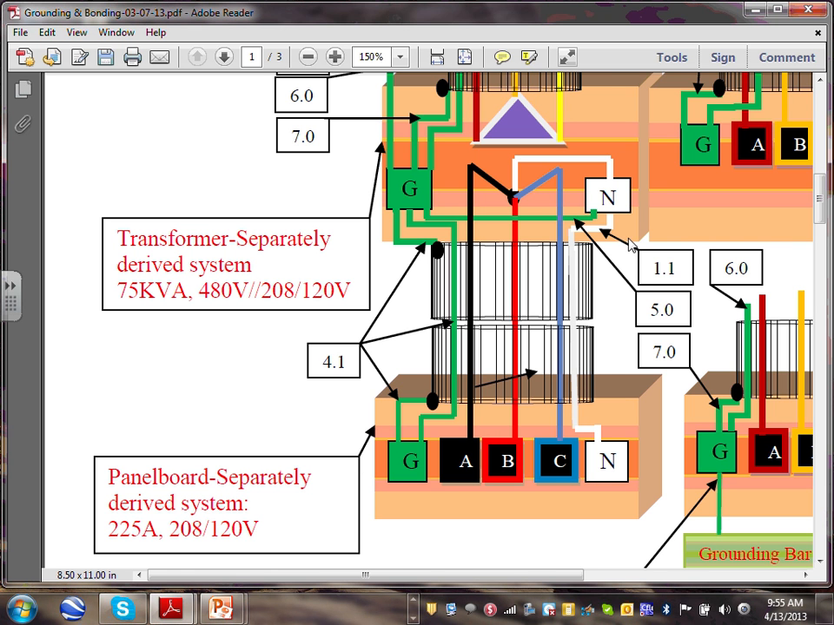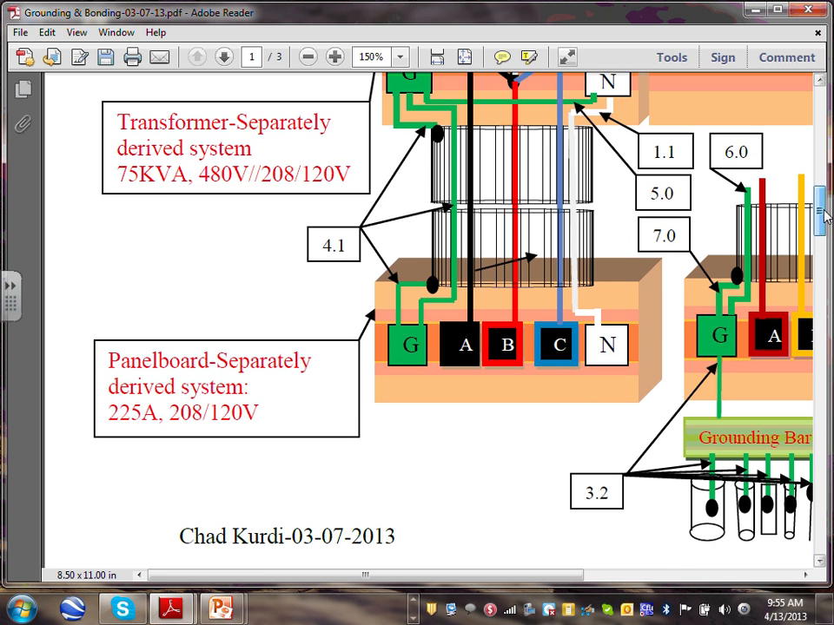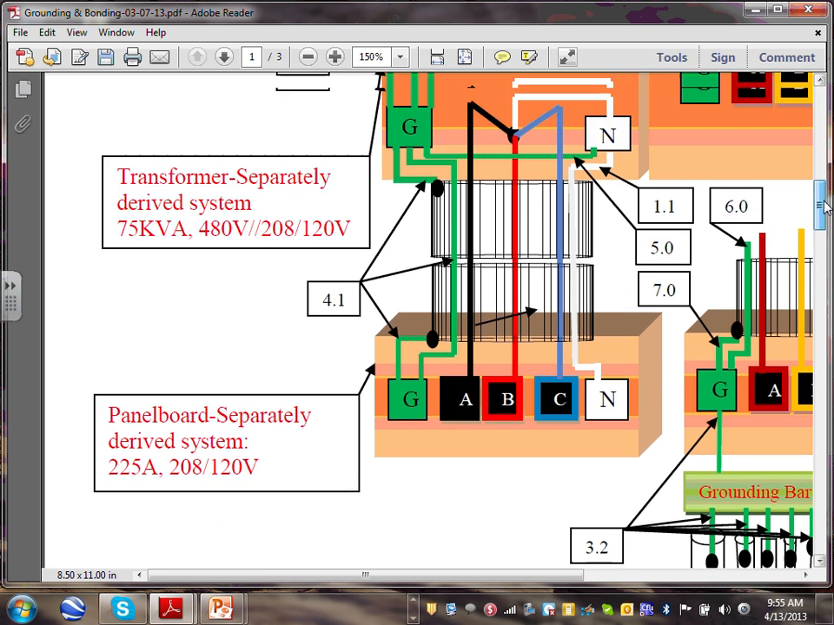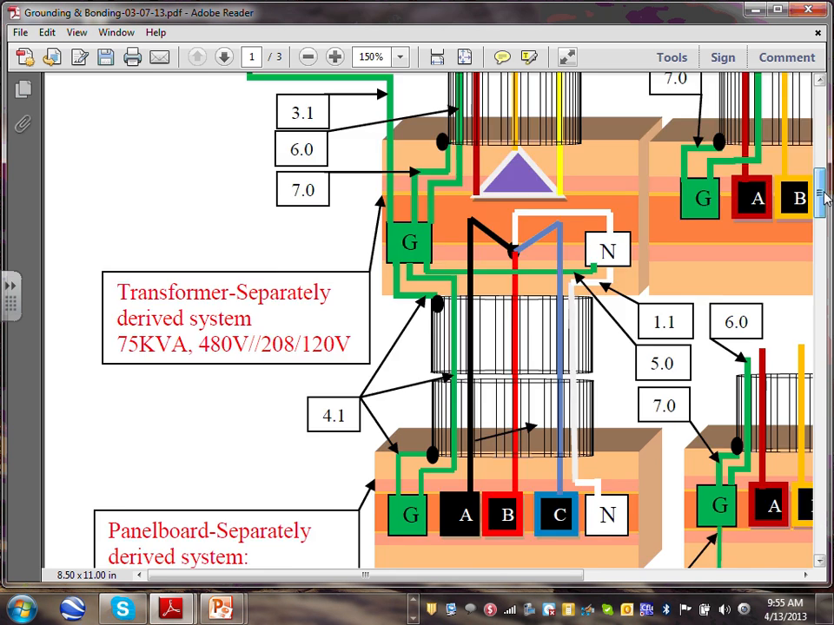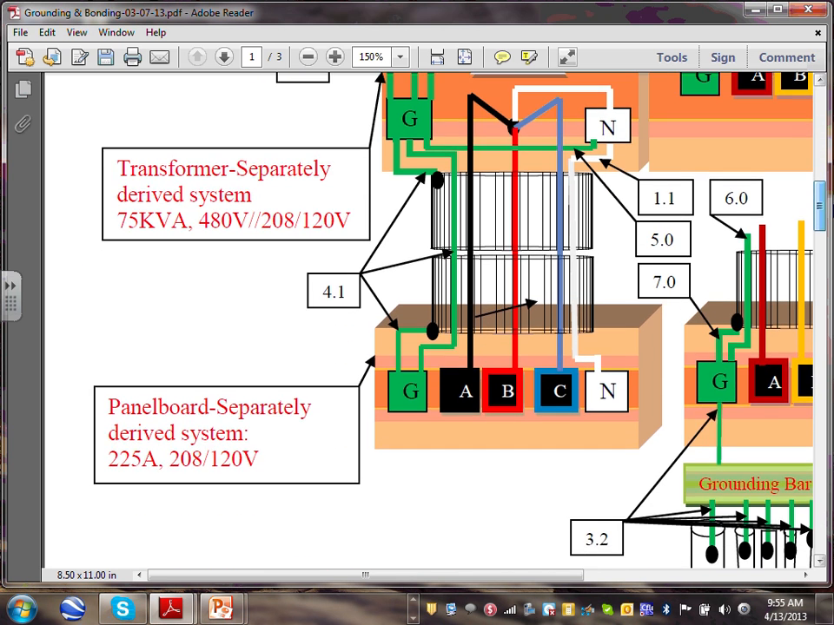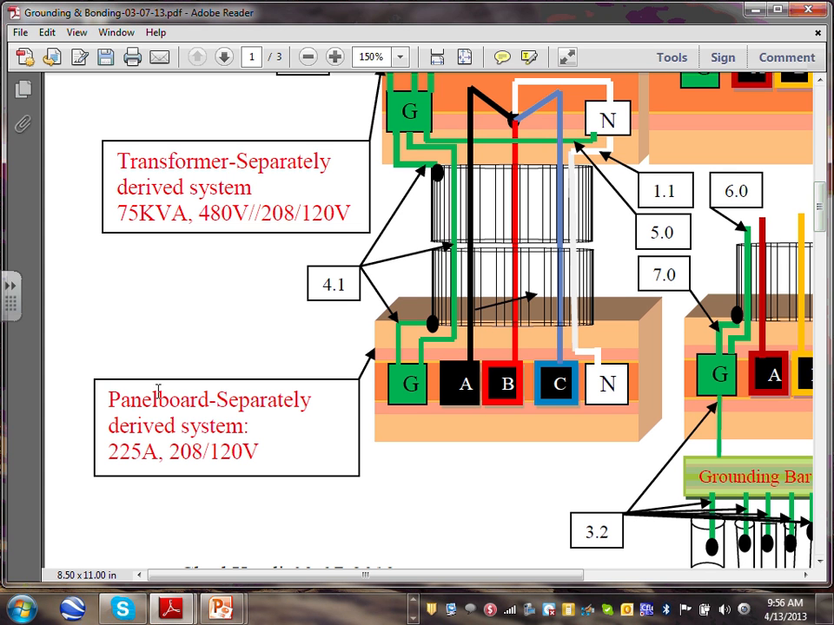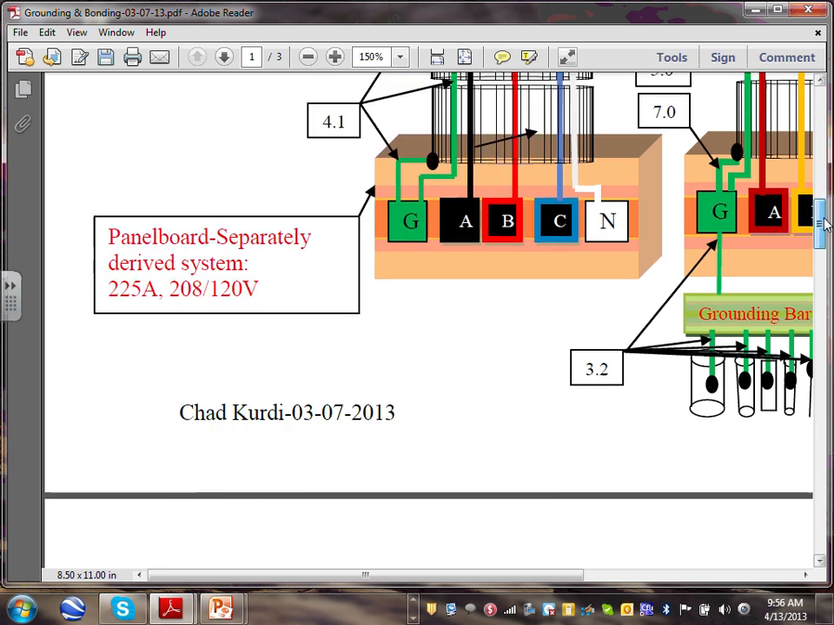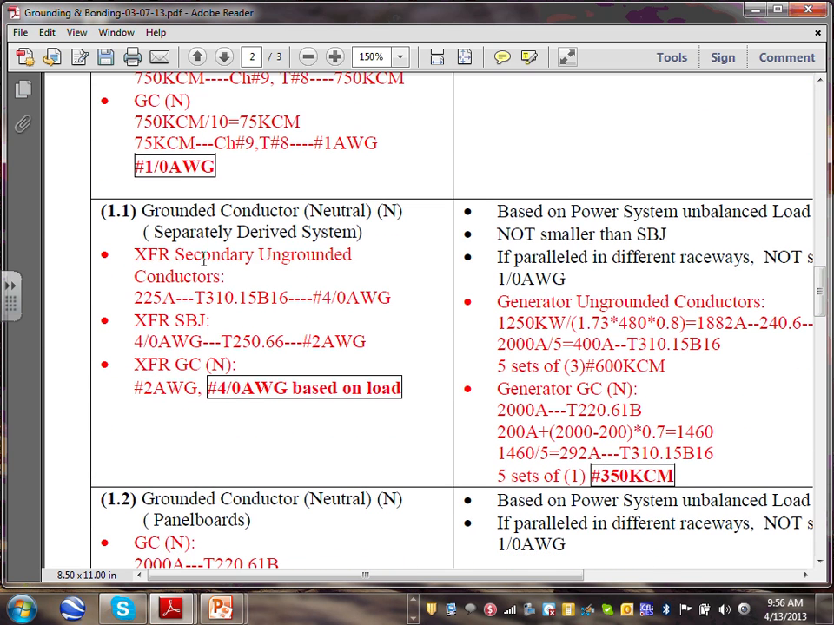So let's just go, if you guys don't mind, so everybody understands what we're doing. We have a 225 amp panel, 208/120, fed from a 75 kVA transformer, that's fed from a 4000 amp switchgear, right? So let's start with 1.1 and size 1.1. I want to remind you the panel is 225 amp, so size the neutral for a 225 amp panel. So 1.1, here's what I do. I called it secondary ungrounded conductors. So I take the 225 amp panel first and size the phase conductor. 4-aught, right? You get 4-aught for this panel.